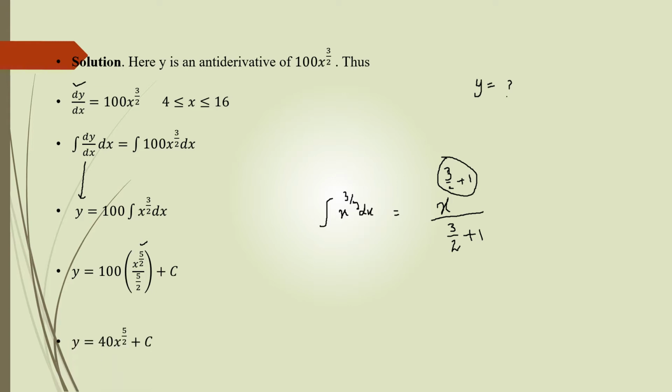Okay, now in the next step, this is 2/5. When it moves to the numerator, it will be multiplied by 100 and then divided by 5. So this is our required equation: y is equal to 40 x^(5/2) plus c.